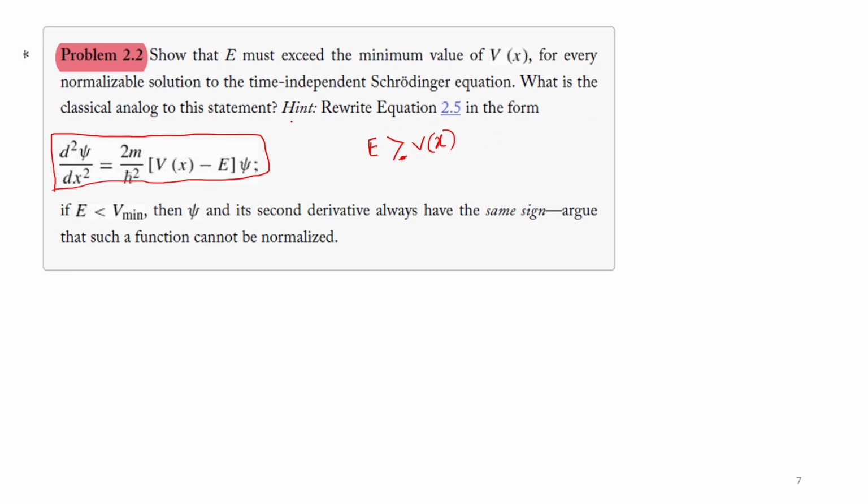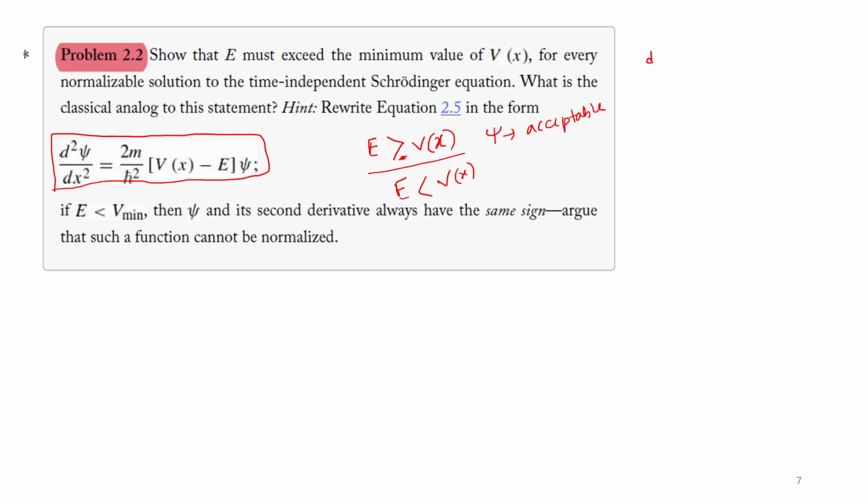So for that they have given some hint. They have given us the equation and they have said that we have to prove that E must be greater than V of x so that psi can be acceptable. So the hint is given that start from E not is equal to this V of x or V minimum, whatever. Then we have to see what is the psi and second derivative always have the same sign. So I will discuss this here.